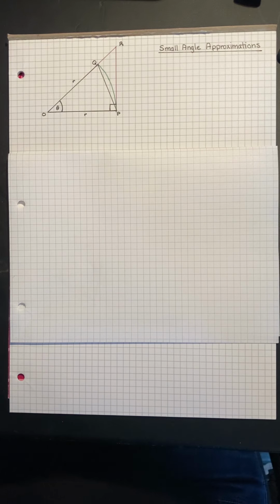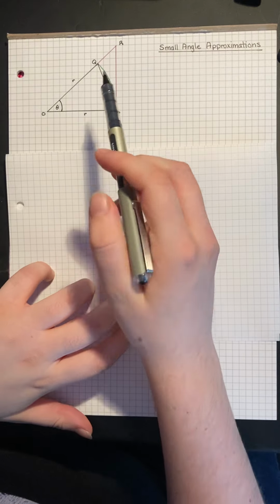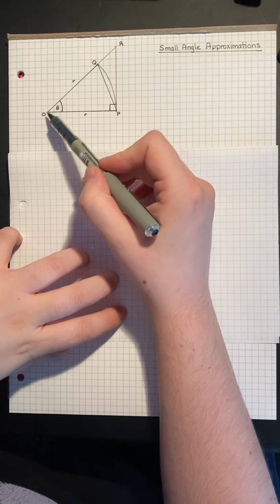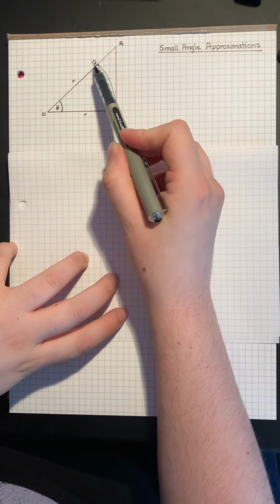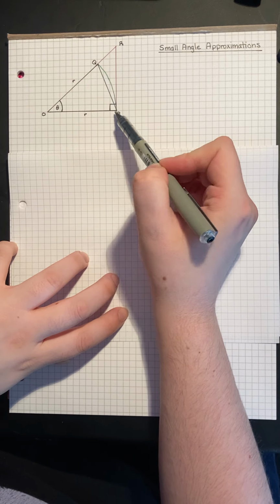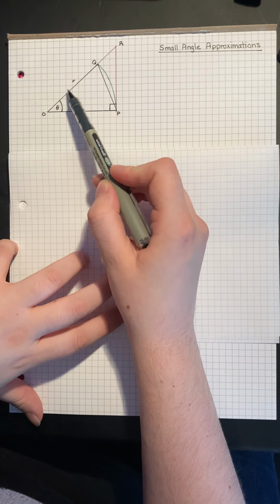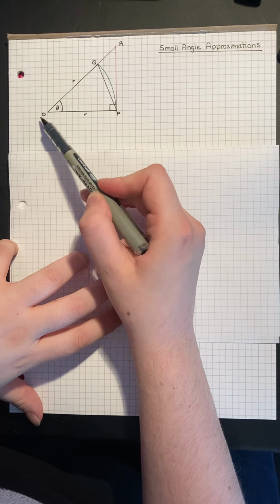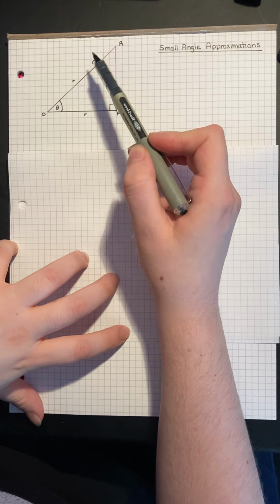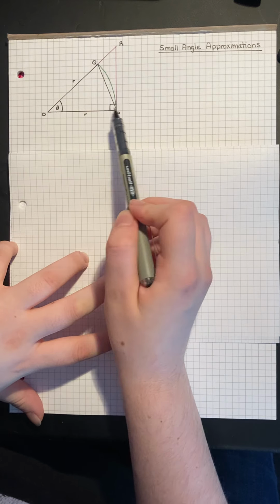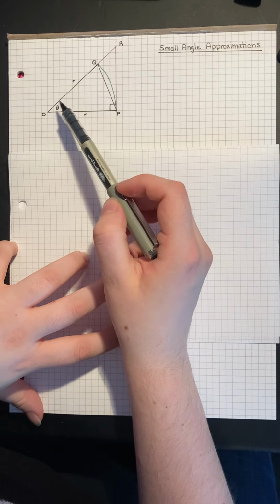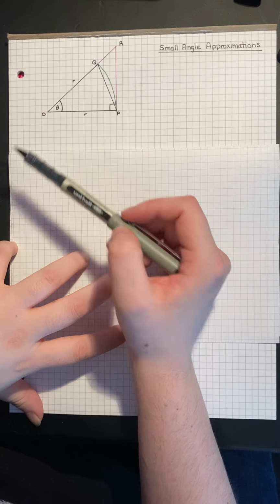Okay, so in this video I'm going to show you some geometric proofs for small angle approximations. To begin with, what I've got here is a sector of a circle, OPQ, with the arc which is the green line. The radius of the circle is this length, which we're going to call lowercase r. OQ and OP are both that radius, and the sector has this angle theta.